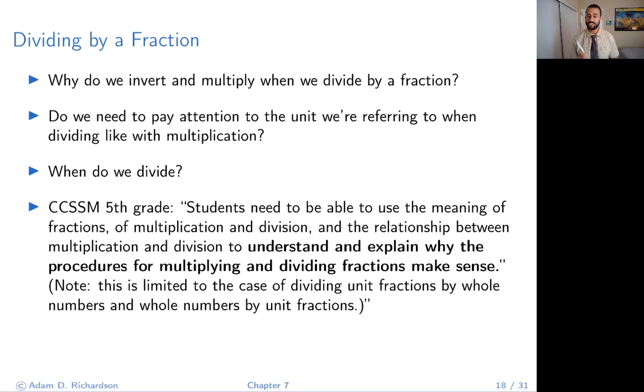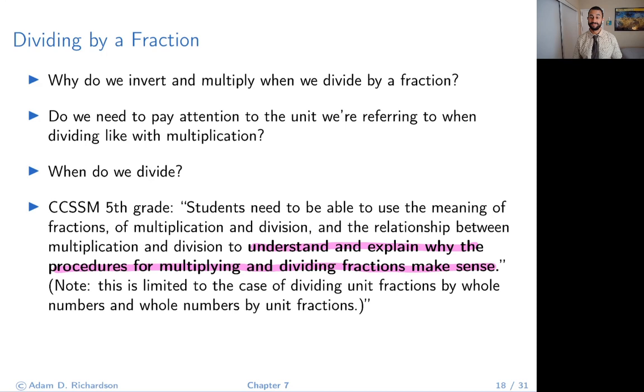So this is from the Common Core Standards, and just check out what this says. It says, students need to be able to use the meaning of fractions, of multiplication and division, and the relationship between multiplication and division to understand and explain why the procedures for multiplying and dividing fractions make sense. So after a student leaves fifth grade, a student entering middle school, you could say, they need to be able to explain why you invert and multiply. And they need to be able to explain why you don't do that when you multiply already. Interesting, huh? It's an interesting question.